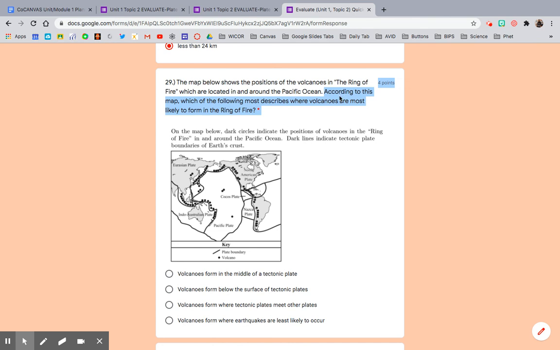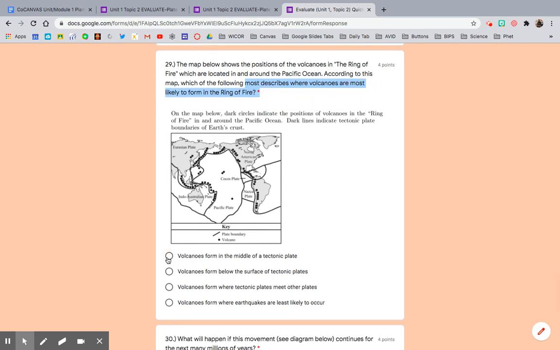So the question is saying, according to this map, which of the following most describes where volcanoes are going to form? Are they going to form in the middle of the plate? Are volcanoes going to form below the surface of the plate? Are the volcanoes going to form where the tectonic plates meet? Or are the volcanoes going to form where earthquakes are least likely to occur?